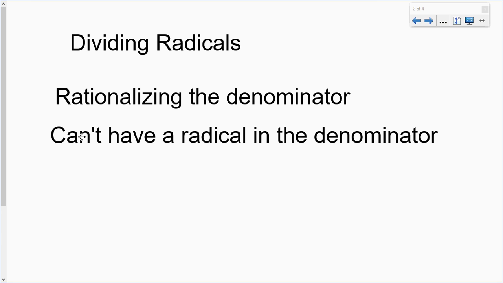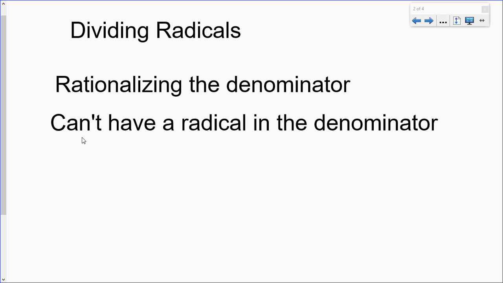So when we are talking about rationalizing the denominator, it means that we cannot have a radical in the denominator. So when you're dividing and you have a radical divided by a radical, your whole goal is to get rid of the radical in the denominator. It's okay if you have a number in the denominator, but you don't want to have a radical there. Okay? So that's our whole goal when we divide, is to basically get rid of that radical in the denominator.